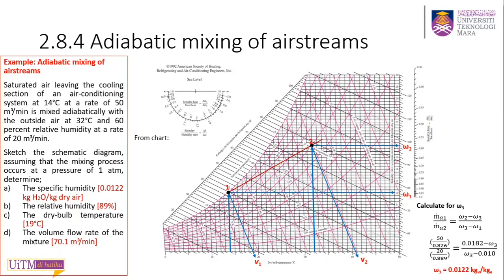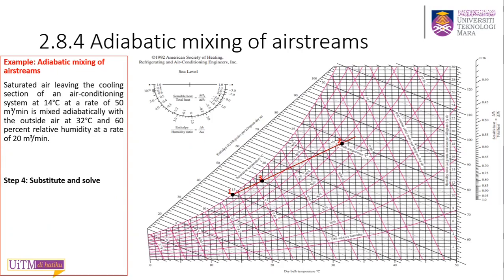In the psychrometric chart, locate where omega 3 is at and draw the property line until it intersects with the process line for state 1 and state 2 previously. This intersecting point is labeled as state 3. Do not forget to list down all the properties for state 1 and state 2.